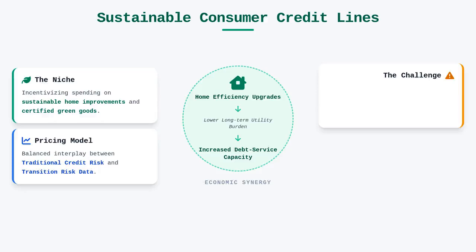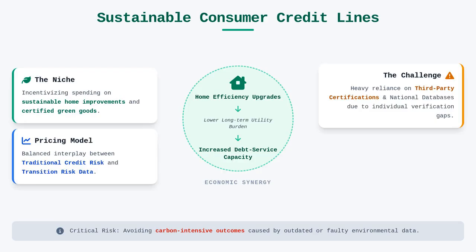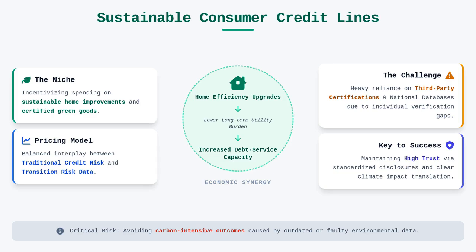However, verifying the environmental impact at the individual household level remains a significant challenge, pushing firms to rely heavily on standardized certification bodies and national energy efficiency databases rather than direct verification. This reliance on third-party verification creates a dependency that institutions must manage, ensuring that their retail products do not inadvertently support carbon-intensive outcomes due to faulty or outdated environmental data. Success in this domain is highly contingent upon the bank's ability to maintain high levels of trust through clear, standardized disclosure practices that translate complex climate impacts into meaningful information for the end user.